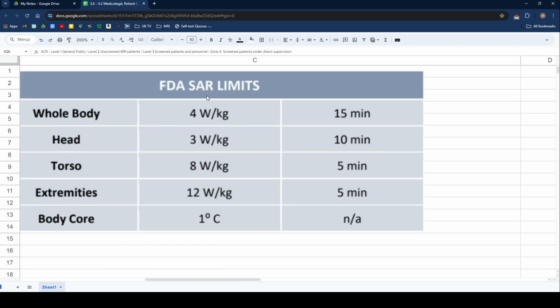So here's the SAR limits. Whole body, 4 watts per kilogram over 15 minutes. Head is 3 watts per kilogram over 10 minutes. So these two drop straight down. The times drop down. Torso is 8 watts per kilogram for 5 minutes. Extremities is 12 watts per kilogram over 5 minutes. And that body core again was a 1 degree increase.